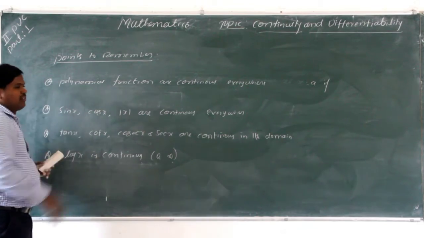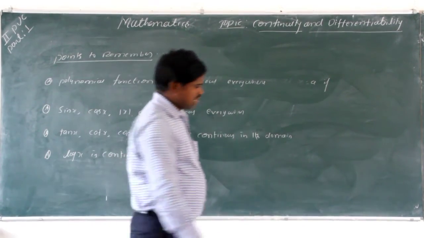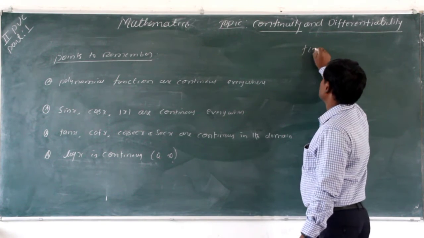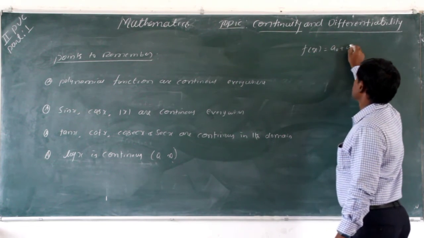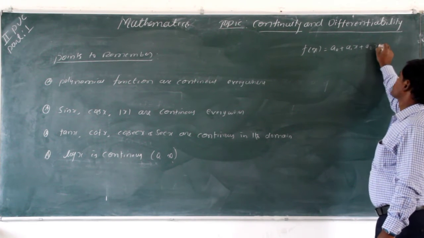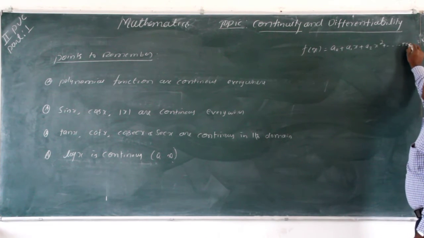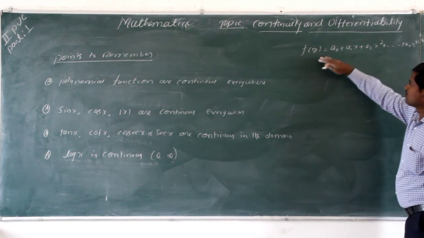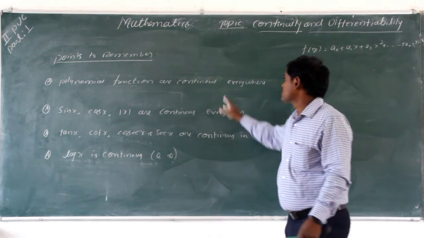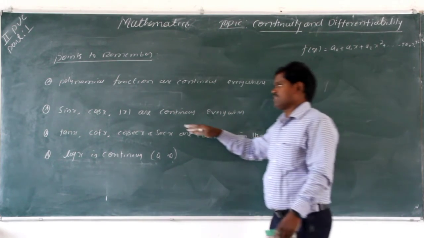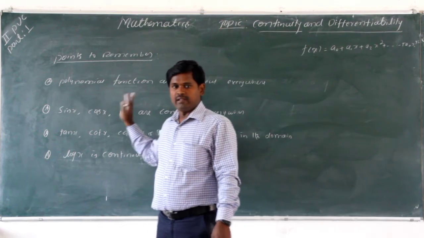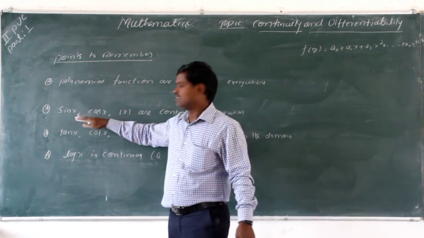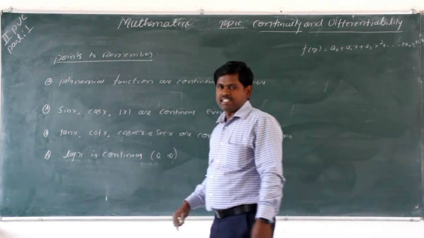Okay, so every polynomial function has this form. First we see, f of x is equal to a naught plus a1 x plus a2 x square plus and so on plus an x to the power of n. So this is the polynomial function. So that means every polynomial function is continuous everywhere. Okay, so sin x and cos x are continuous everywhere. For any real number it is continuous, there is no break or jump in the graph of the curve.